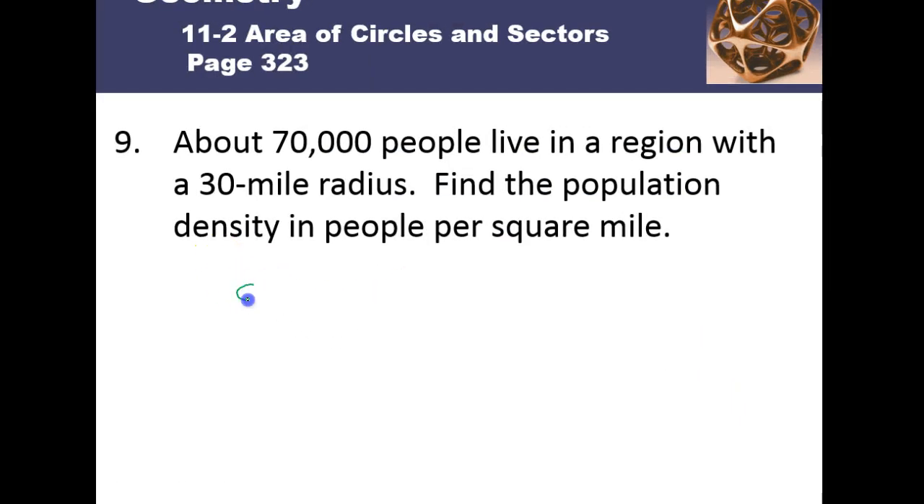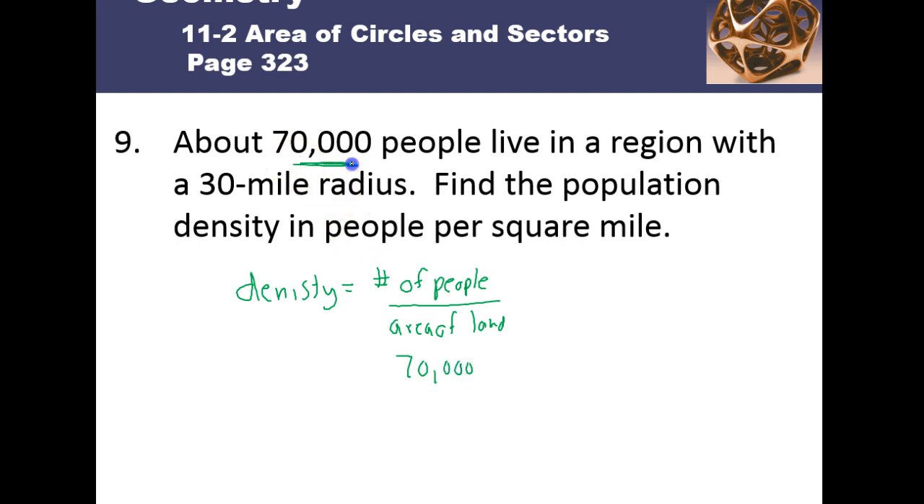So the density is equal to the number of people divided by the area of the land. So we know that about 70,000 people live in a region with a 30-mile radius. So I'm going to do 70,000 divided by 30 to get my population density.